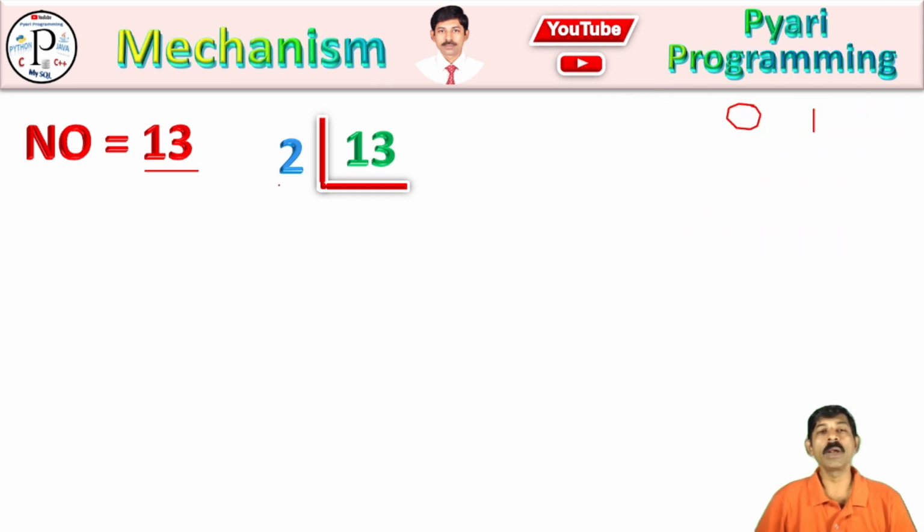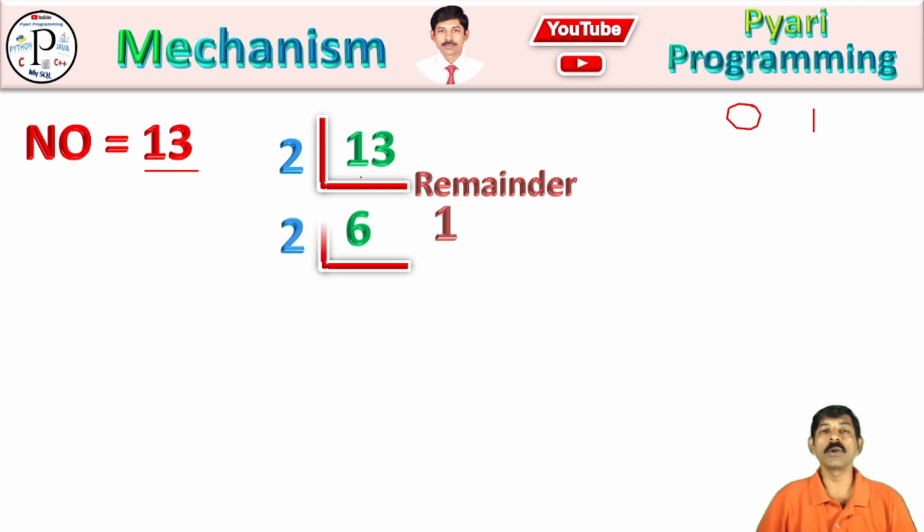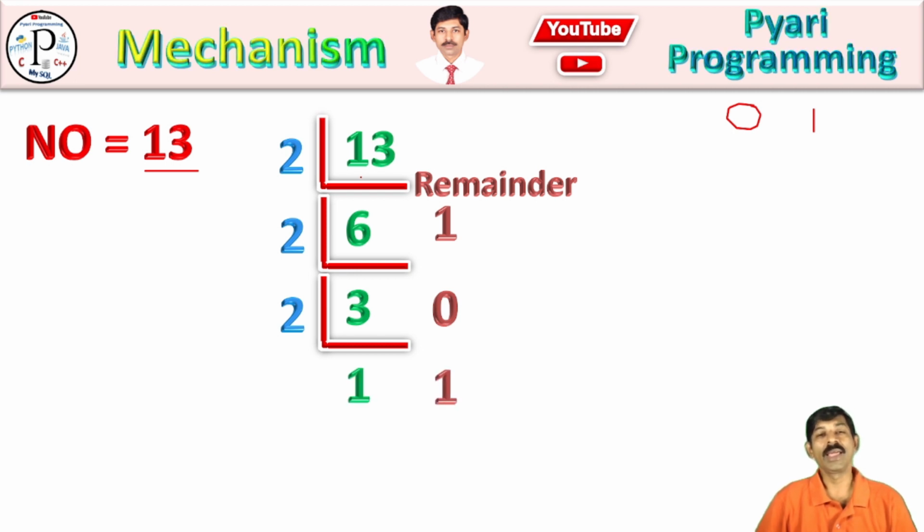So that's why the base of the binary number system is 2. When I'm dividing 13 by 2, the quotient is 6 because 2 sixes are 12. So the remainder is 1. After that, again I will divide by 2. 2 threes are 6, remainder is 0. Again I will divide by 2. 2 ones are 2 and the remainder is 1. Again I will divide by 2. 2 zeros are 0. Remainder is 1.